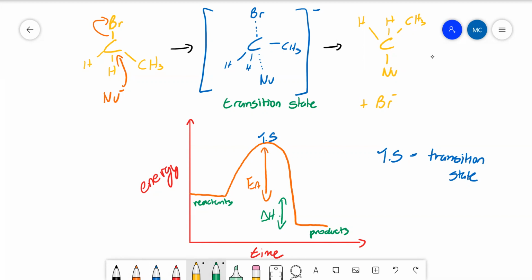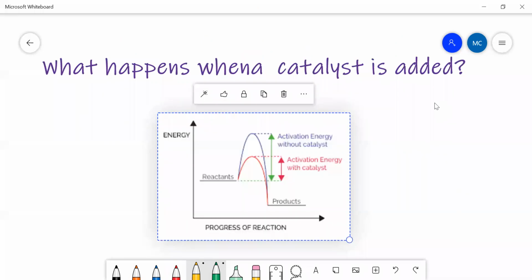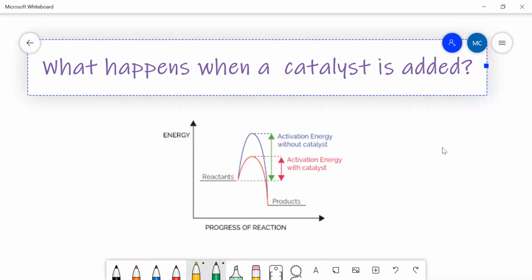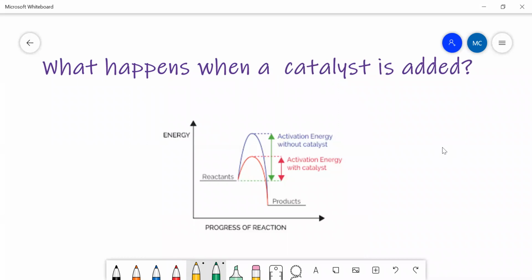One last thing you might need to know about this is catalysts. What happens when you use a catalyst? When a catalyst is added, you have the same reaction, but the catalyst gives a different energy pathway. This pathway is normally lower in energy than the uncatalyzed reaction. Remember, the catalyst makes the reaction go faster without being changed at the end of the reaction. During the reaction it can participate, but it is regenerated at the end.